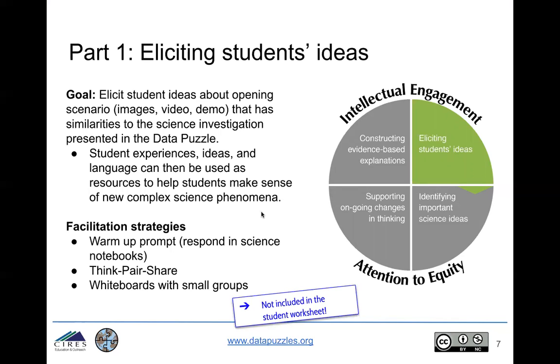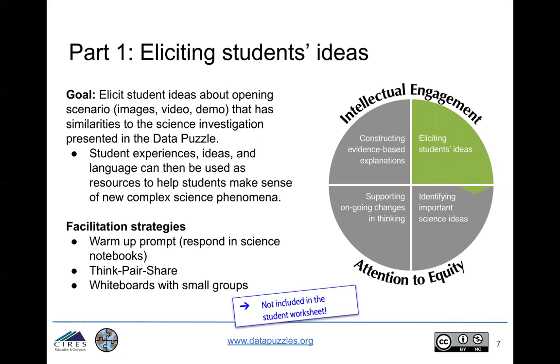And I really want to stress here, I've added this to the slide just to remind myself, there are several different ways to facilitate this opening scenario with your students. There is nothing included in the student worksheet about the opening scenario. So it's kind of on you, the facilitator, to figure out how this might look in your classroom, right?